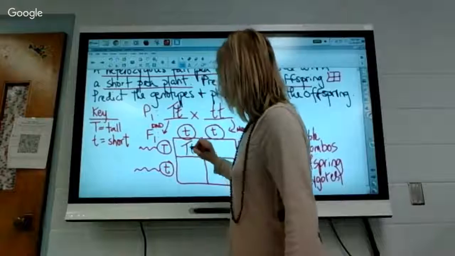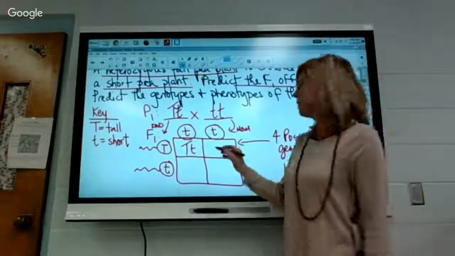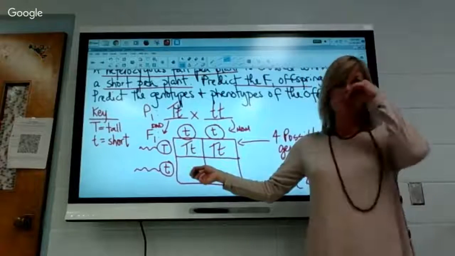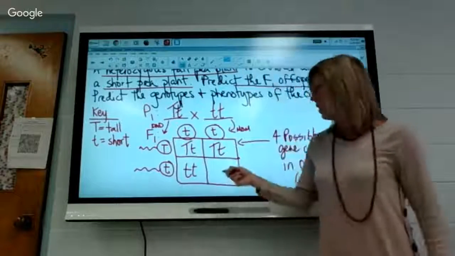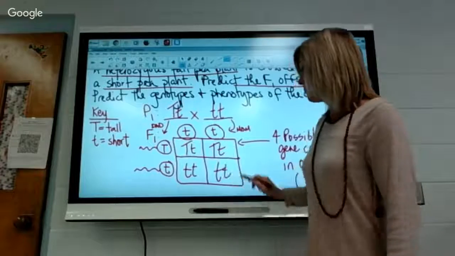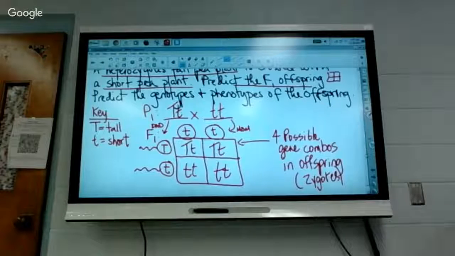Yep, big T, little t. Okay, how about if that sperm fertilizes that egg? Yep. All right, what if that sperm fertilizes that egg? Okay, how about this one? Okay, so technically we're not getting 4 different options. We're only getting 2 possible options.